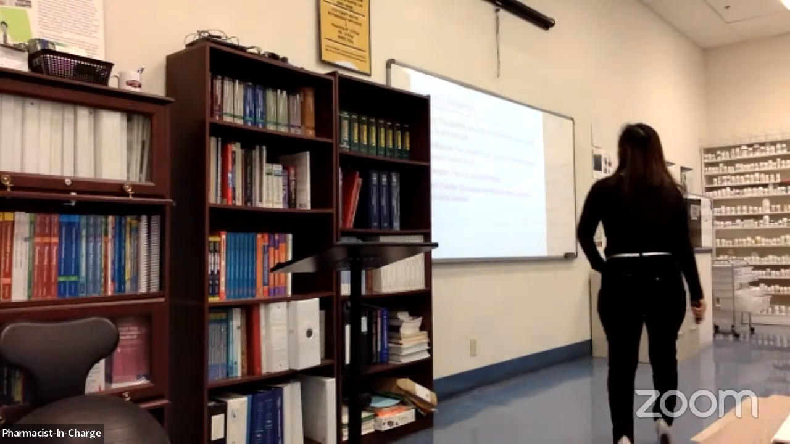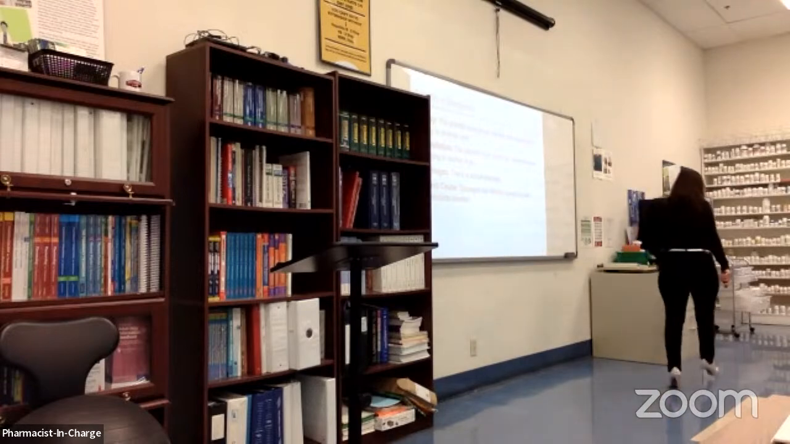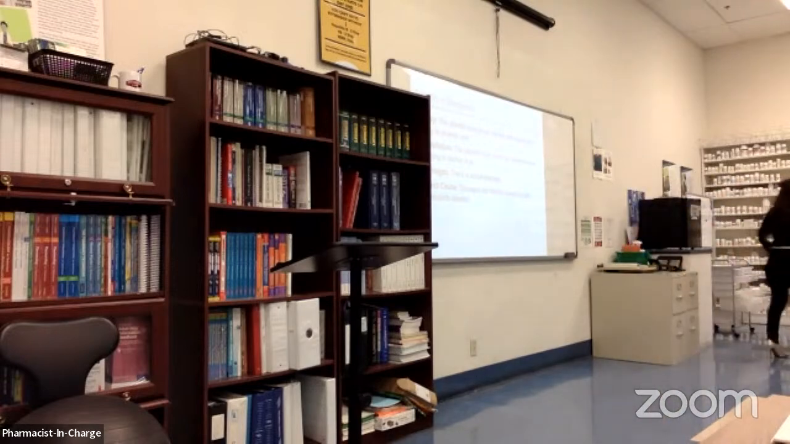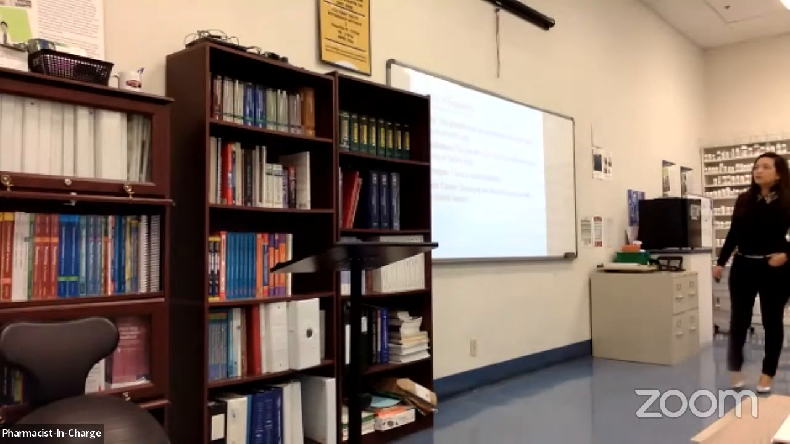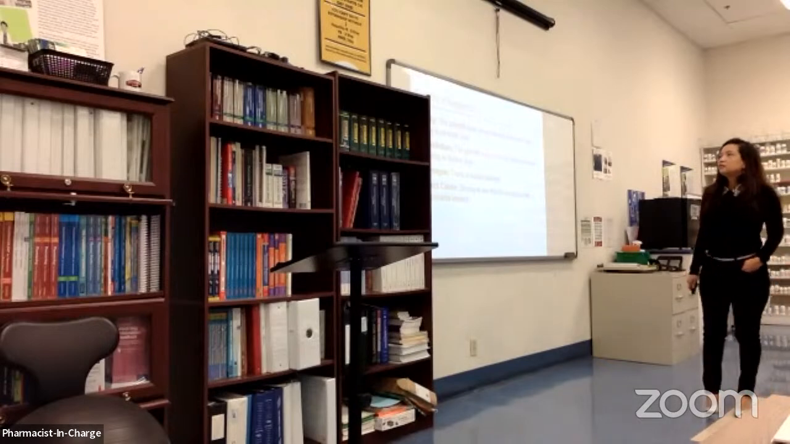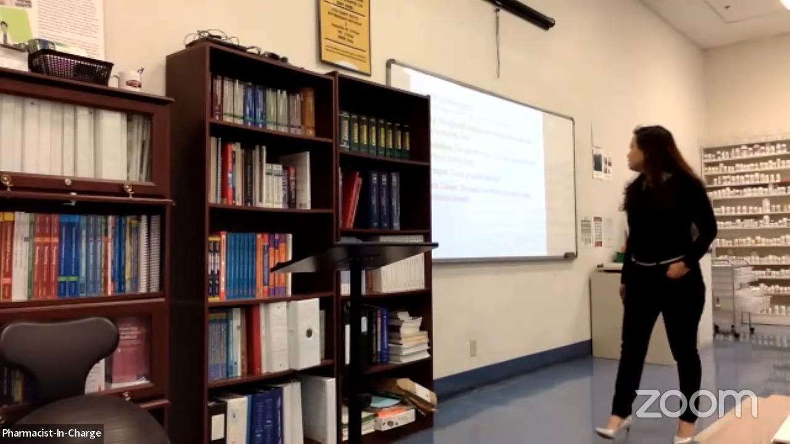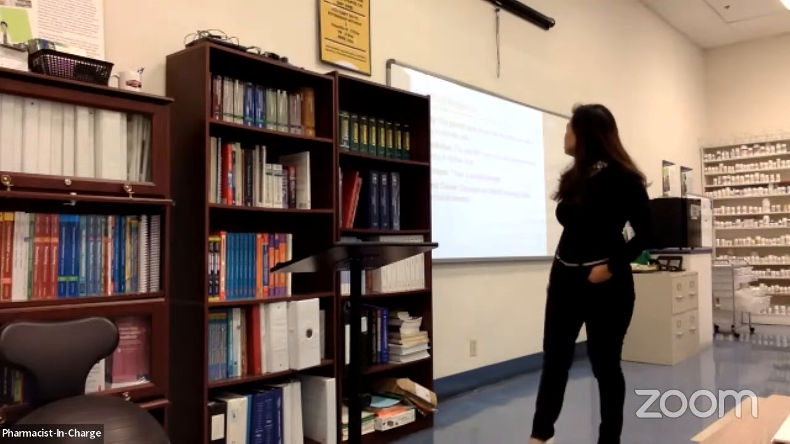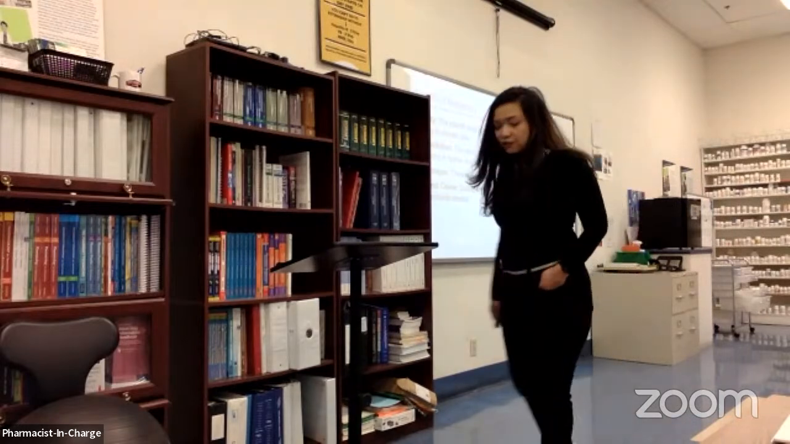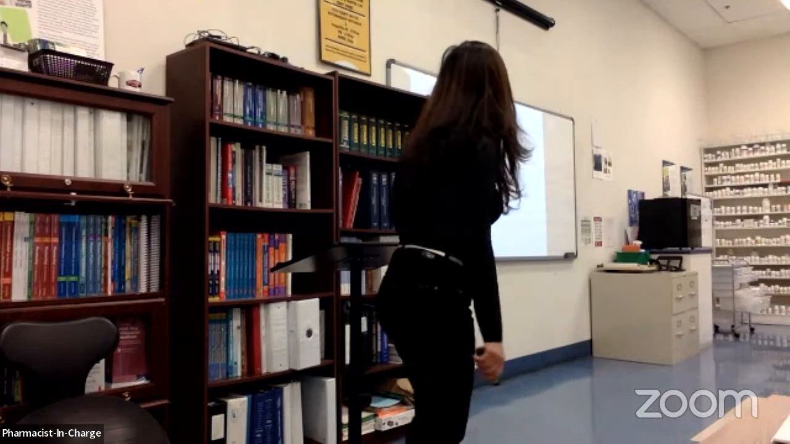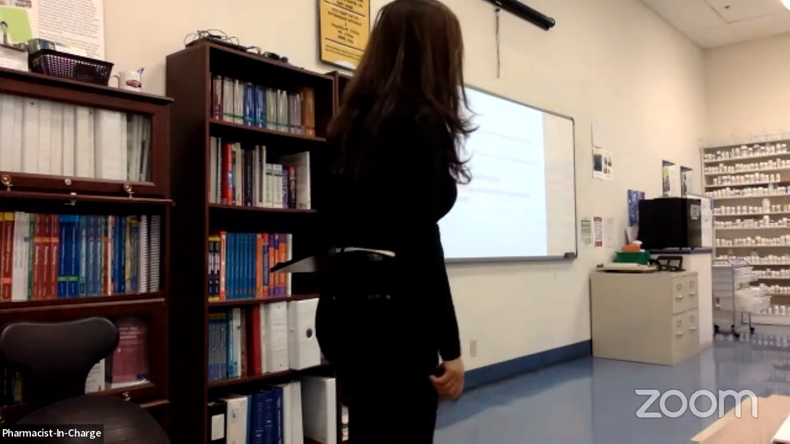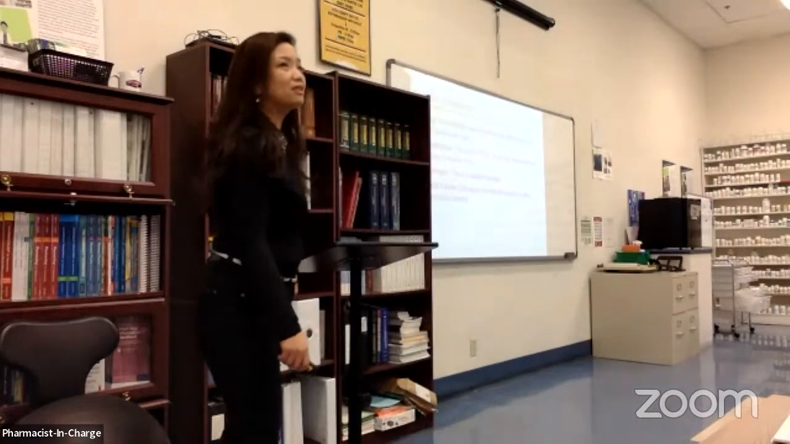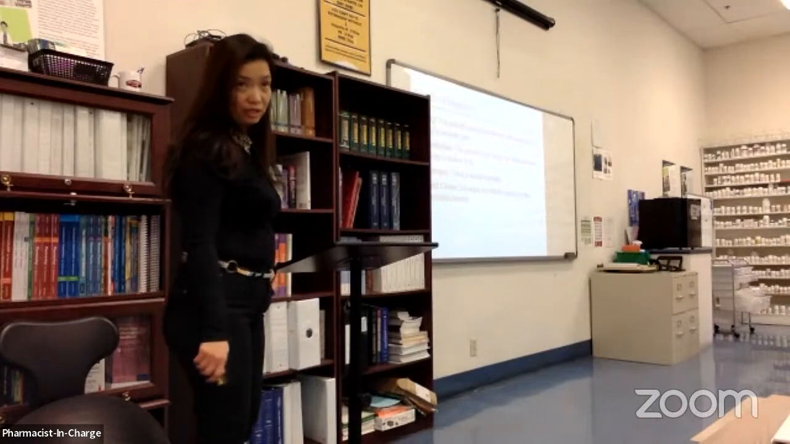For the elements of negligence, I'm not going to test you on that. It's nice to know. I didn't make this up. Duty: the plaintiff must prove that the defendant had a duty to provide care. Dereliction: the plaintiff must prove the defendant was lacking in his or her duty. Damages: there's actual damage. Most of the time, that damage is death to that extreme.